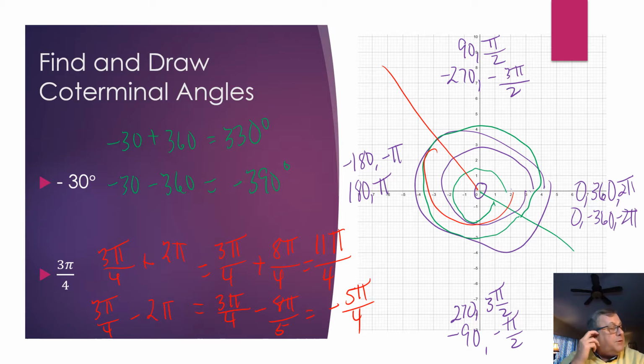Now, I want to go over to Geogebra. I want to graph it there. I want just to show you how to use the program. We're going to graph both a negative 30 degree and we're going to graph a 3 pi over 4. And then maybe we'll talk about how we could use that to find a coterminal angle.